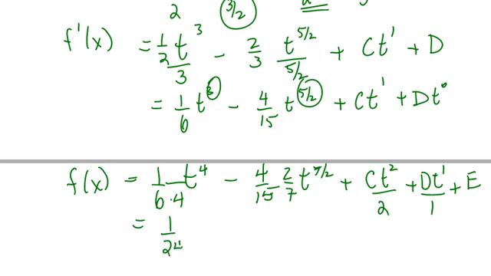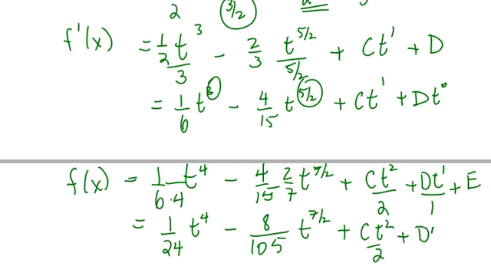So just simplifying one more time, I get 24 t to the 4th, minus 4 times 2 is 8, 15 times 7 is 7 times 5 is 35, so 105, t to the 7/2, plus ct squared over 2, plus dt, plus e. And you could check this by taking the derivative 3 times, and you should end up with the original function.